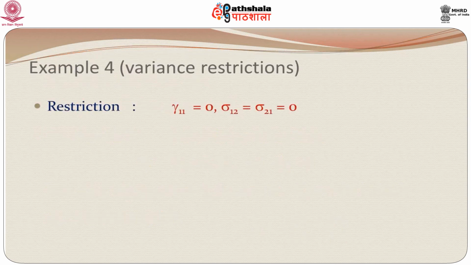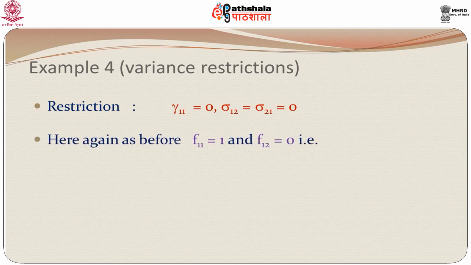Finally, we will look at another type of restrictions, which is the variance restriction. So, as before, we have gamma 11 equal to 0, and in this case we have sigma 12 equal to sigma 21 equal to 0. That is, the covariance between E1 and E2 is 0. And let us see how this works. Let us simplify this first, because this would be a little tedious to look at otherwise.